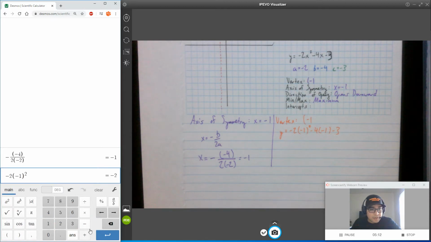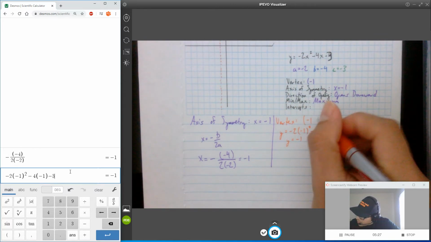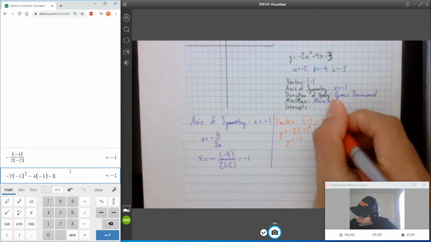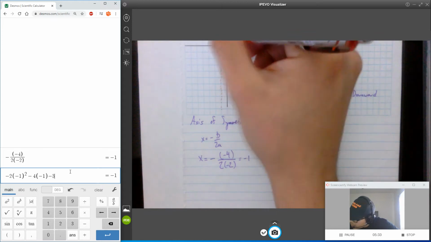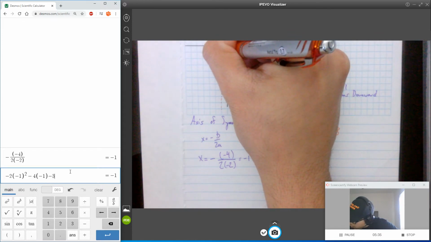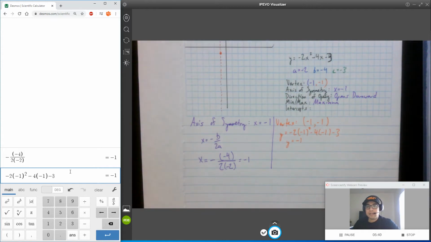-1 squared minus 4 times -1. Close that up, minus 3. And we get that is -1, right? All this right here, y is equal to -1. So my vertex is at -1, comma, -1. So -1, -1, right there. That's my vertex, right? That's my vertex.